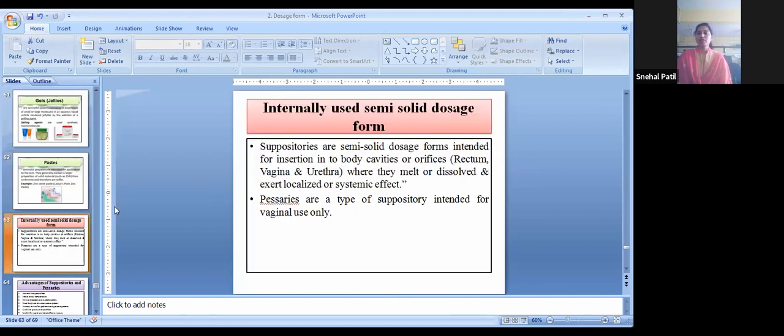So the next point is the internally used semi-solid dosage form. Suppositories and pessaries are used internally. These are semi-solid dosage forms. Suppositories are semi-solid dosage forms intended for insertion into a body cavity or orifice, that is the rectum, vagina and urethra. Am I audible?